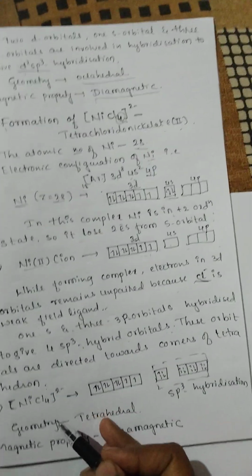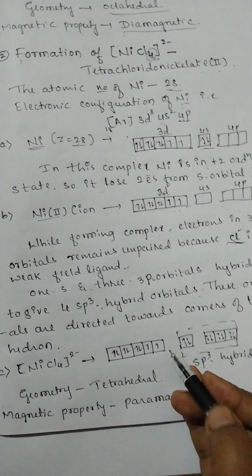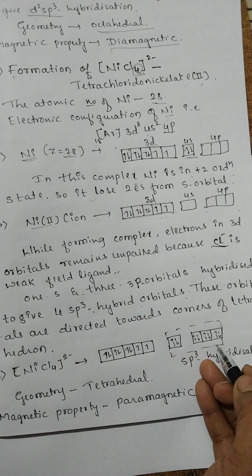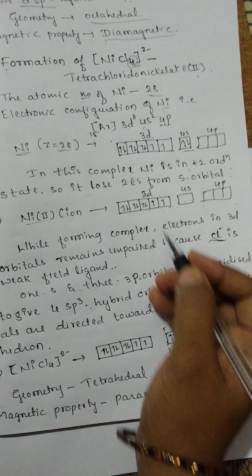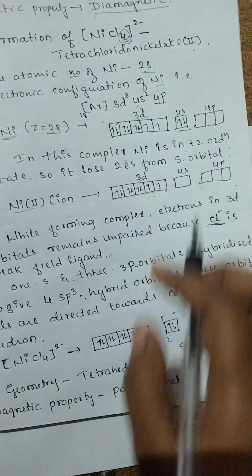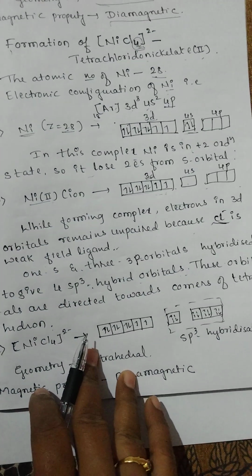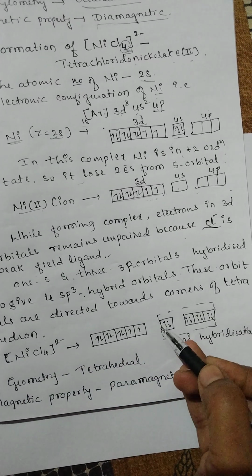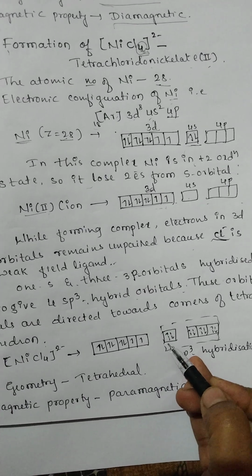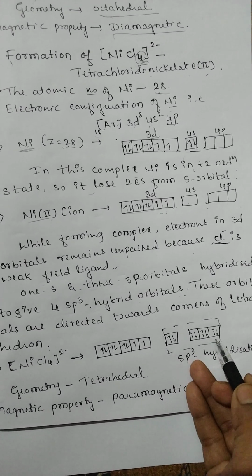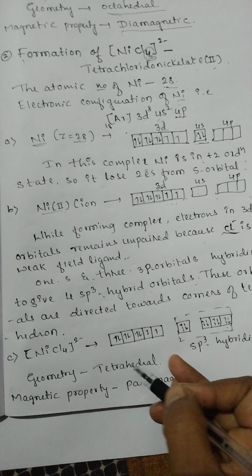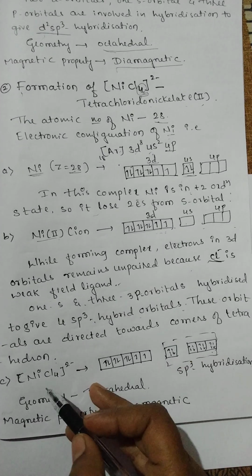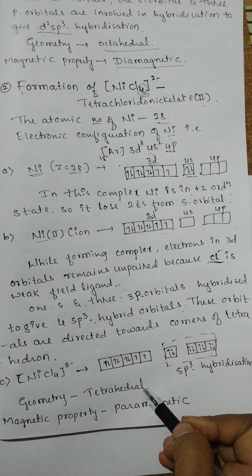Here in the formation of the complex, the 1 s and 3 p orbitals are involved in hybridization. Now we know that it has coordination number 4. So 4 pairs of electrons are donated by the ligands, and those electrons occupy the hybridized orbitals. So the geometry becomes tetrahedral. Hybridization is sp3, and the geometry will be tetrahedral.